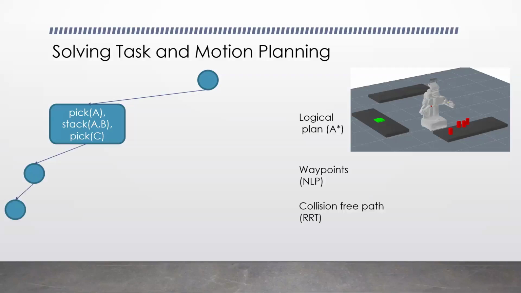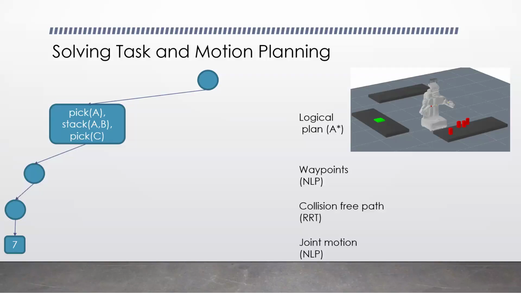But that's not enough, because you need to find a collision-free path between the waypoints, and maybe there isn't one. And finally, you want to compute the joint motion. So you pick a logical plan using A star, and then you find waypoints using maybe nonlinear programming, and then a collision-free path you solve using RRT, and then you do the final optimization using, again, nonlinear programming, and you get a cost of 7 for the plan.